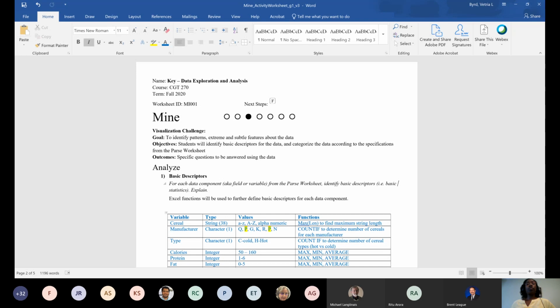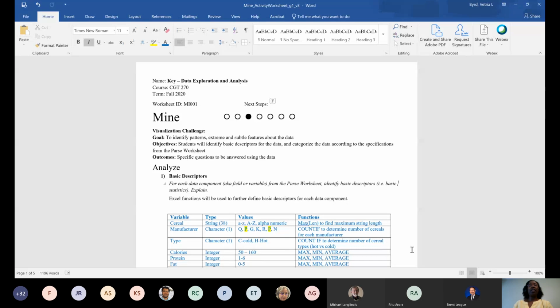So there are additional worksheets. I haven't worked through all of them yet, I've done up to the mine. And so, like I said, the next step would be to filter and represent. The filtering would be based on what questions you're trying to answer. And then the represent stage, that would be the first time that you would be actually representing the data visually.